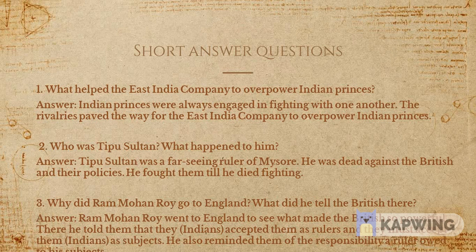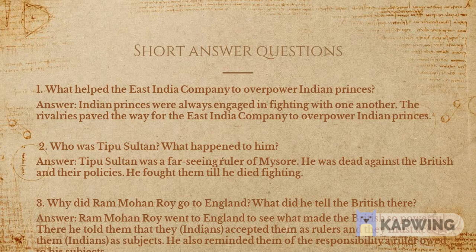Second question, who was Tipu Sultan? What happened to him? So the answer is, Tipu Sultan was a far-seeing ruler of Mysore. He was dead against the British and their policies. He fought them till he died fighting.